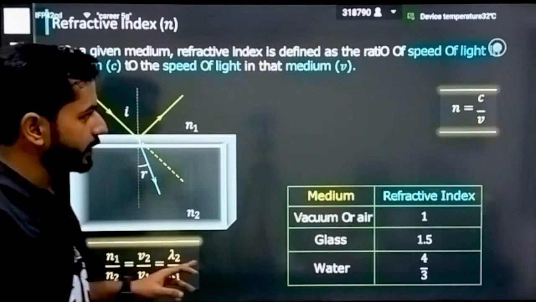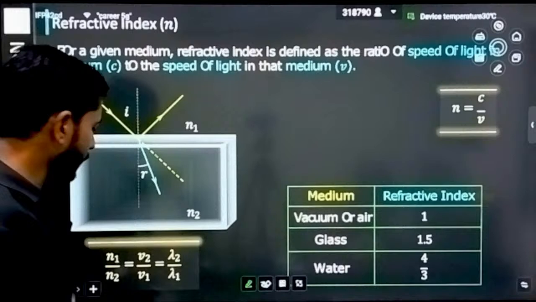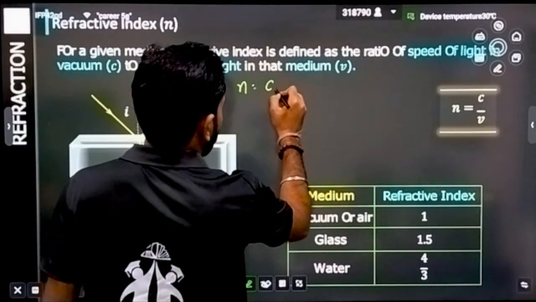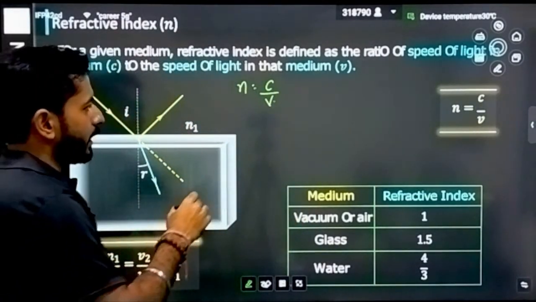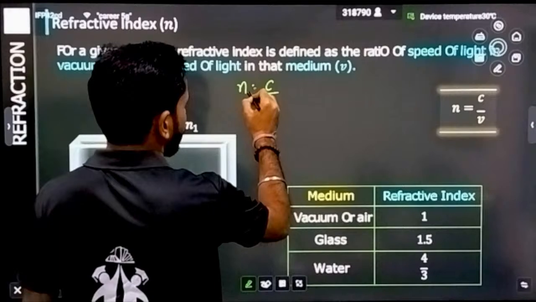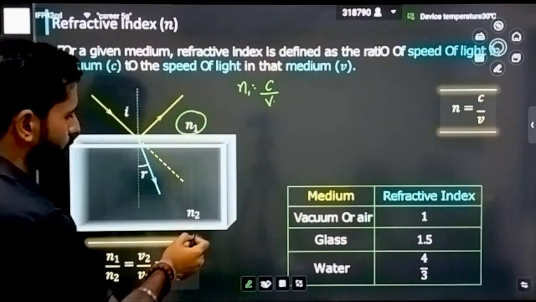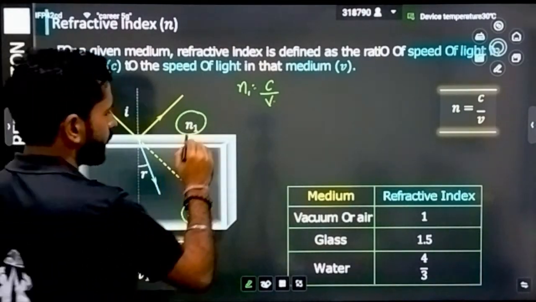Like here, what is this relation? See, N is equal to C by V, correct? And let's suppose I write for some medium 1, N1. Let's suppose light is going from the N1 medium to the N2 medium. So how will I define the things?